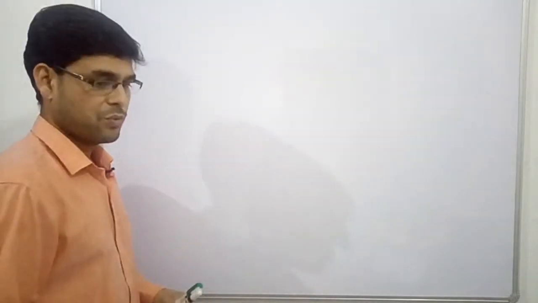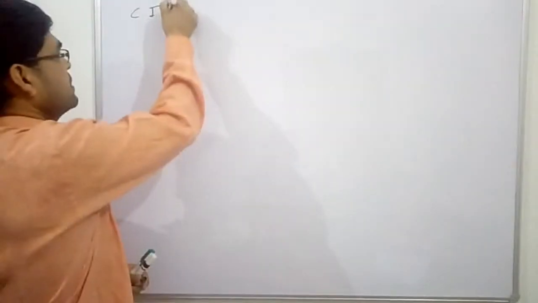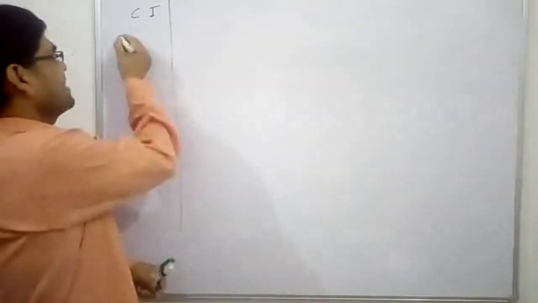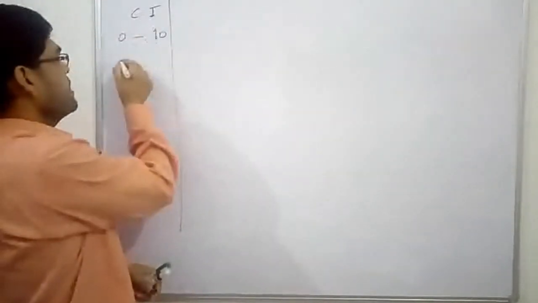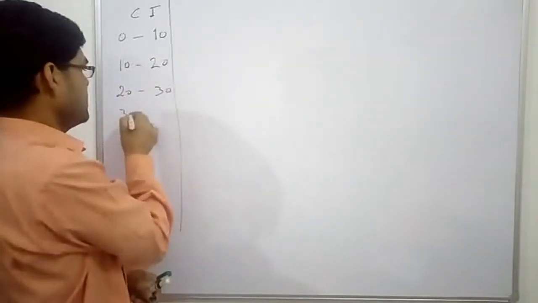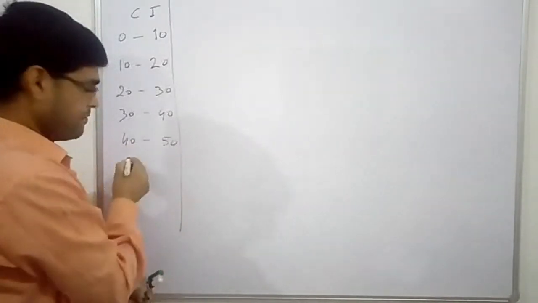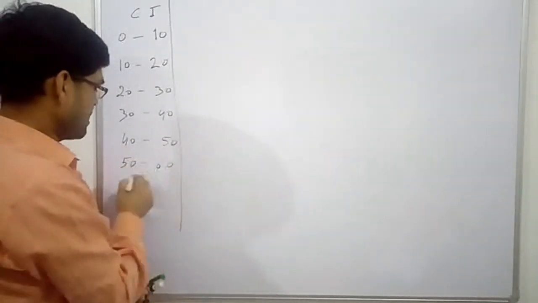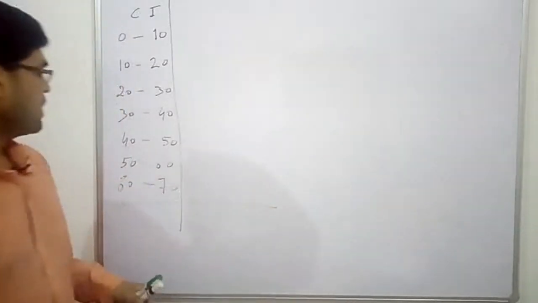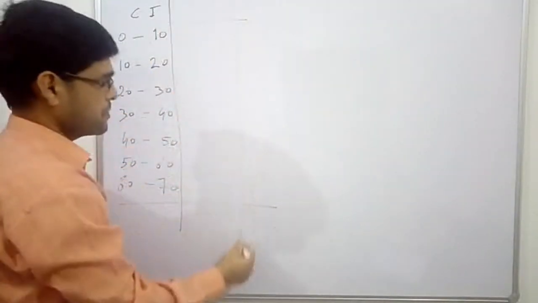So let's start. We have a question here. We are given class intervals: 0 to 10, 10 to 20, 20 to 30, 30 to 40, 40 to 50, 50 to 60, and the last one is 60 to 70. So these are our class intervals, or simply groups.